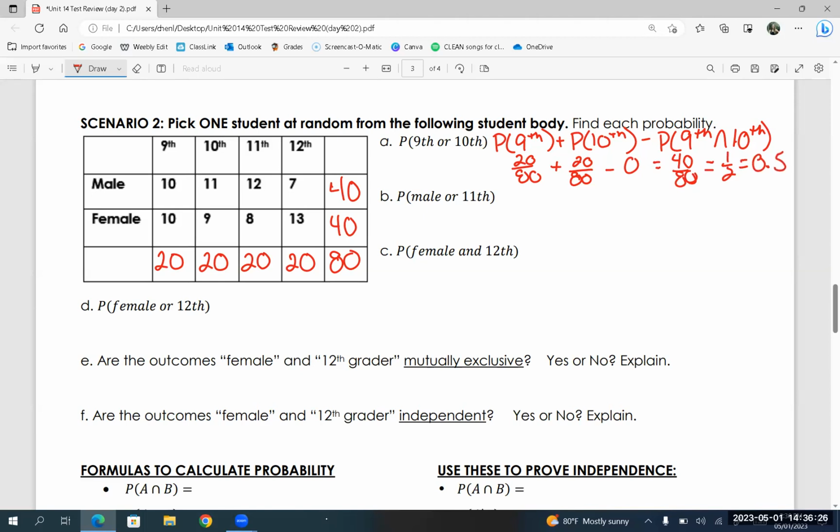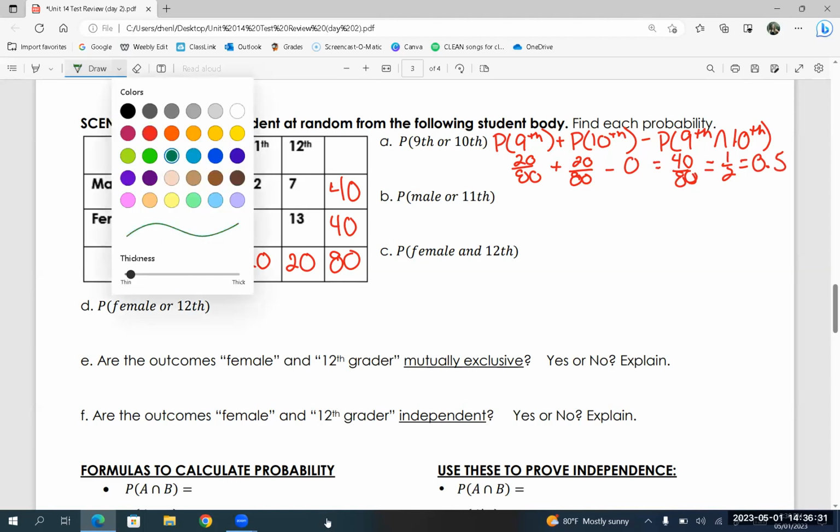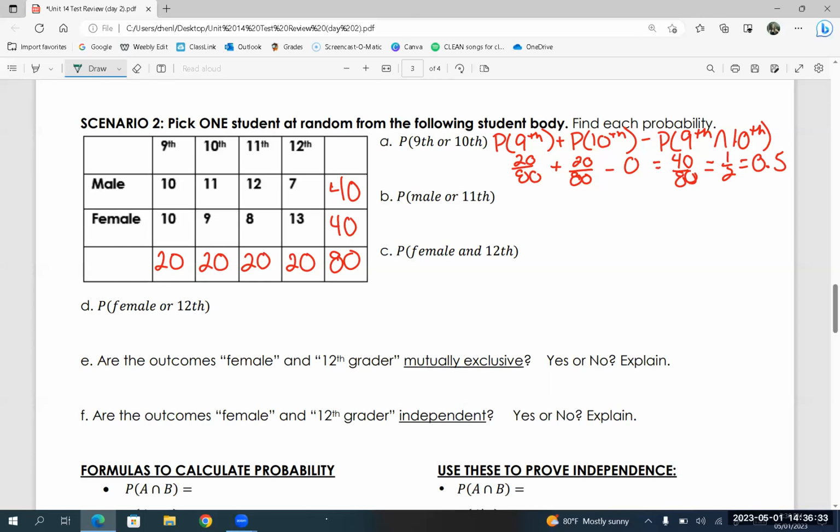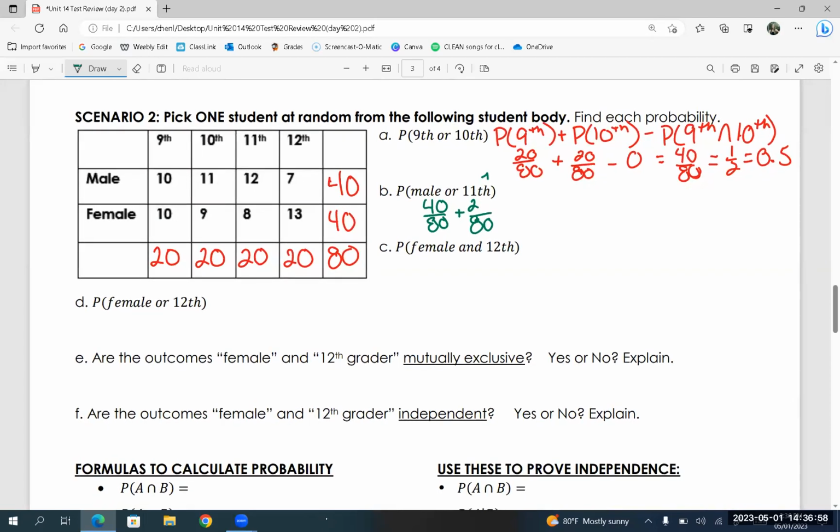Okay, part B, the probability that they're a male or in the 11th grade. I can't read. So this would be the probability that they're male. We had 40 out of 80 males, plus the probability that they're an 11th grader, that would be 20 out of 80 11th graders, minus the probability that they're a male and an 11th grader.